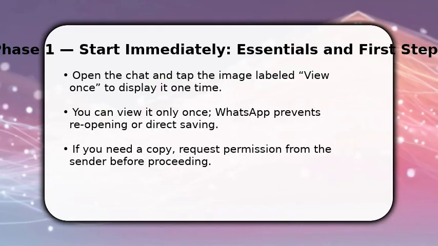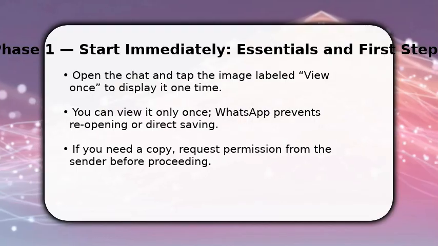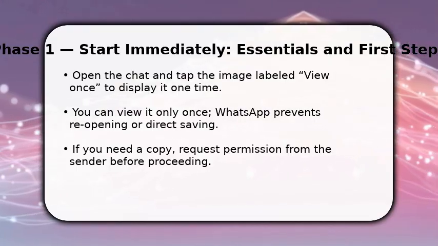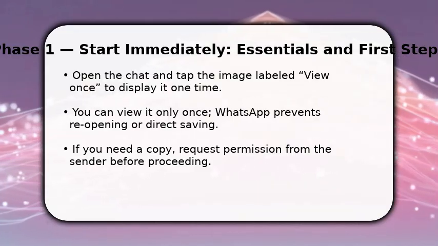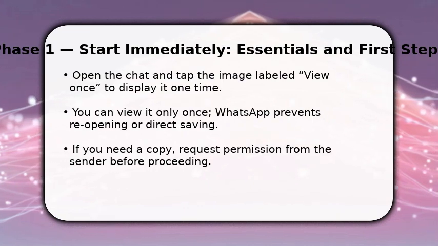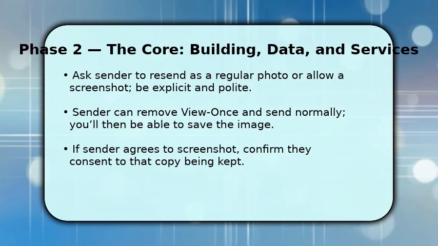If you anticipate needing a permanent copy, immediately ask the sender for explicit permission to save or resend as a regular image. Once done, respect privacy. Don't keep or share the image without consent. If the one-time view isn't enough, tell the sender what you need and why, and request a regular resend.